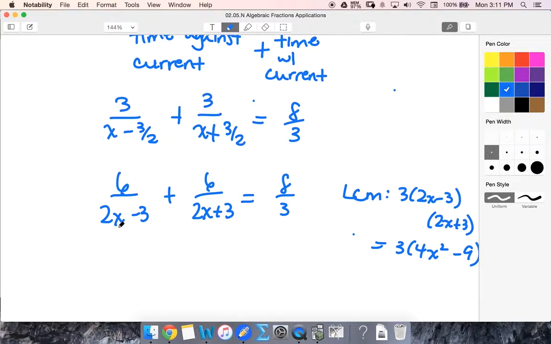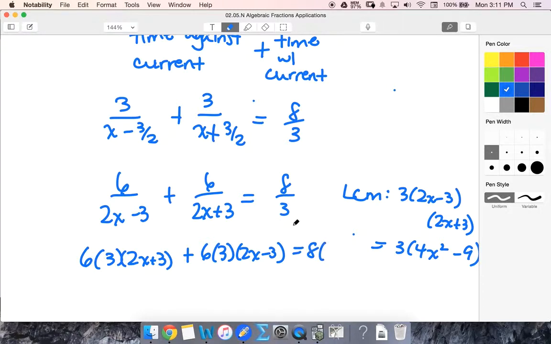All right, so making my least common multiple, 6 times 3 times 2x plus 3 plus 6 times 3 times 2x minus 3 equals 8. It already has the 3, so I'm missing these two, and those two together are 4x squared minus 9. And once I have my least common multiple, I'm ignoring the denominators, knowing, of course, that x is not allowed to be 3 over 2. And that I could have seen from my very beginning.